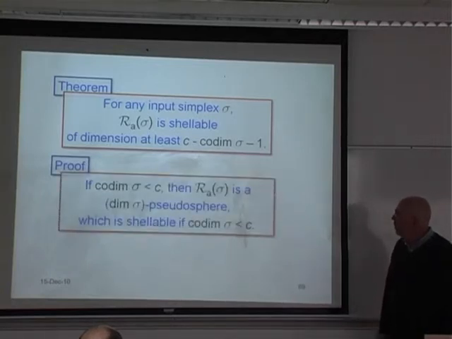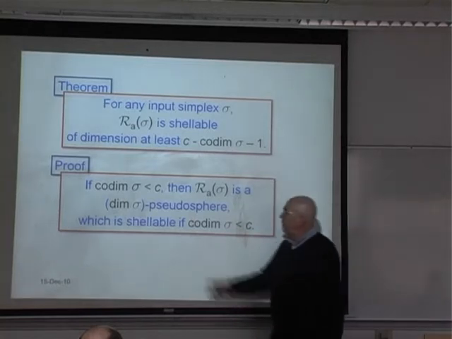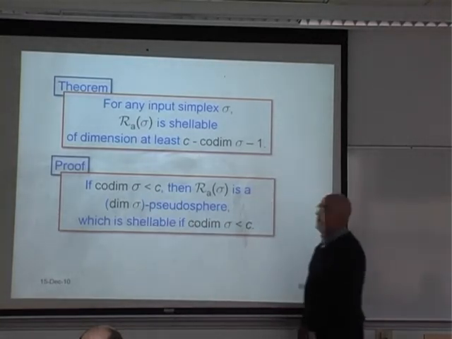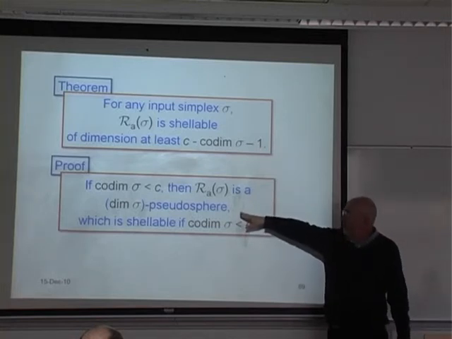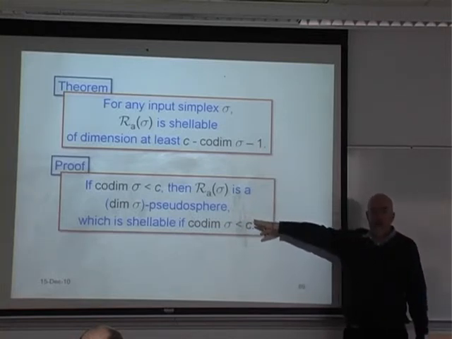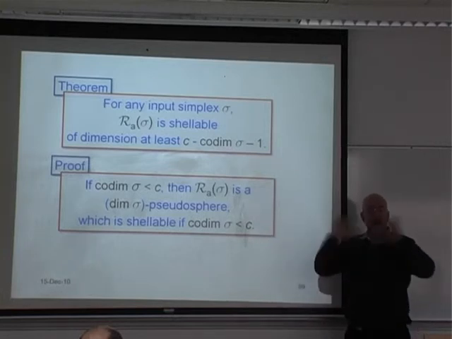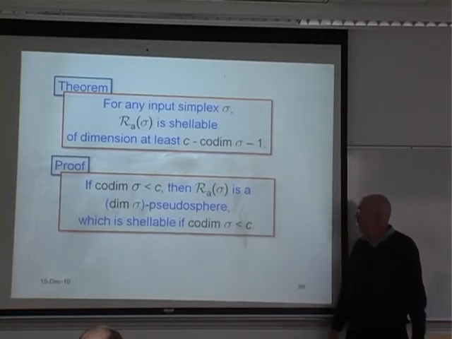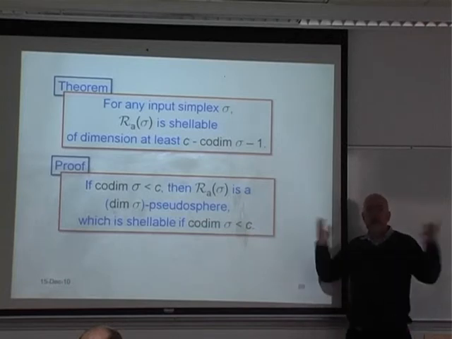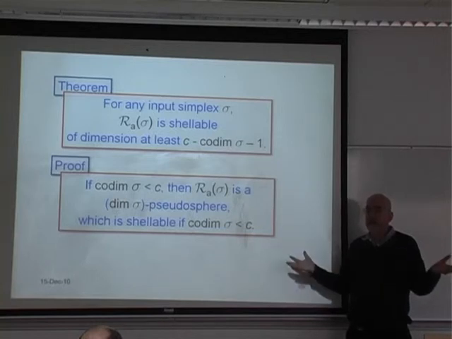Okay, so what it says is that if the codimension is less than C, that is, the number of processes you don't hear from is less than C, then this is non-empty. In fact, it's a dimension sigma pseudosphere. And we proved two weeks ago that pseudospheres are shellable, using the face order and so on. So that's shellable as long as the codimension of sigma is less than C. If the codimension of sigma is greater than C, then it may be that you don't hear from everyone. Maybe you do, maybe you don't, but we don't care what happens in those dimensions.